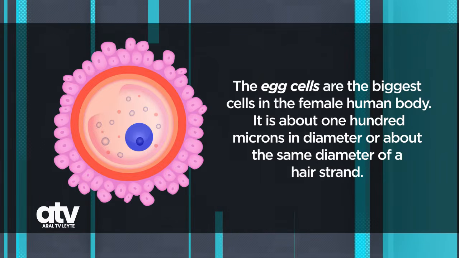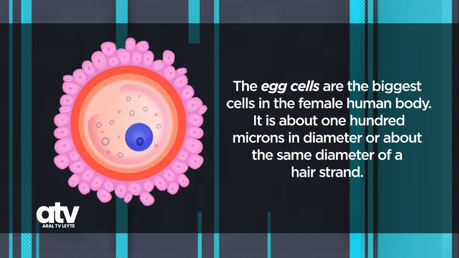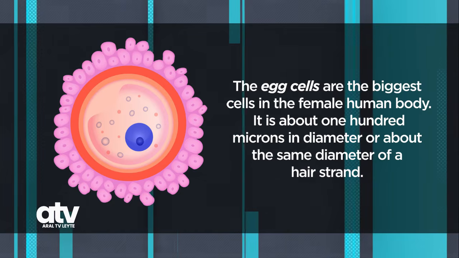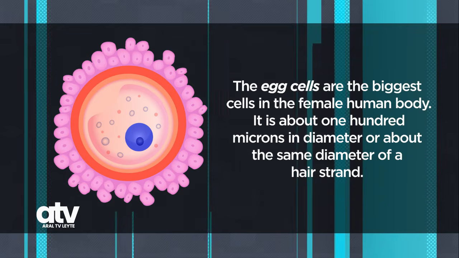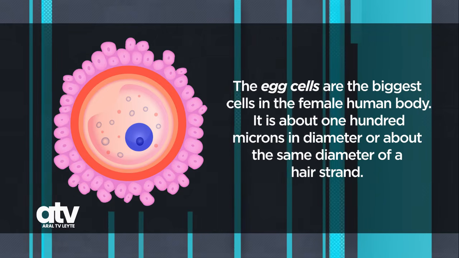The egg cells are the biggest cells in the female human body. It is about 100 microns in diameter, or about the same diameter of a hair strand.